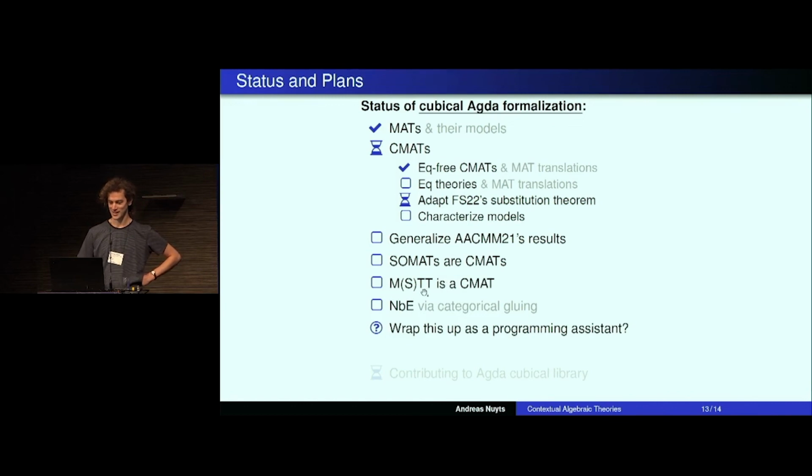And then show that multimodal simple type theory is a CMAT. Hopefully implement safe normalization by evaluation. And then if you have all of that, then basically you've got all the parts that you need to have a programming assistant. It's simply typed, so not proof, but programming assistant. So I hope that it's possible to implement a programming language in cubical Agda. And as a side effect of all of this, I'm contributing to the cubical Agda library.